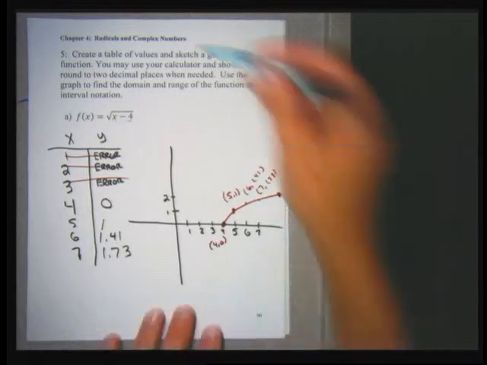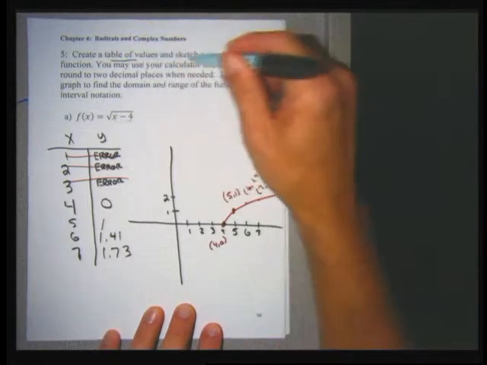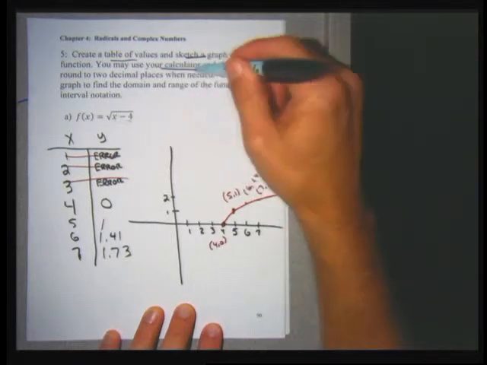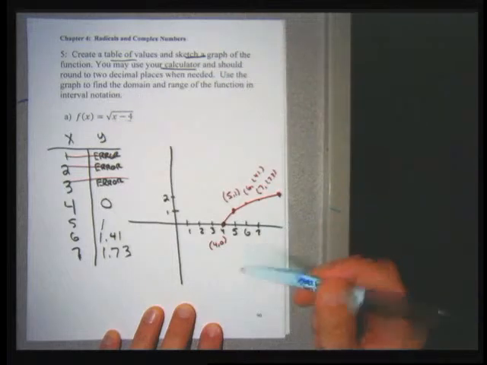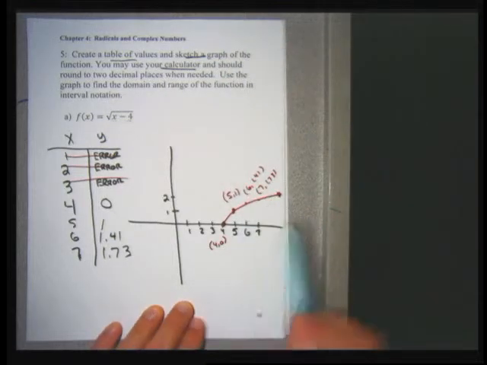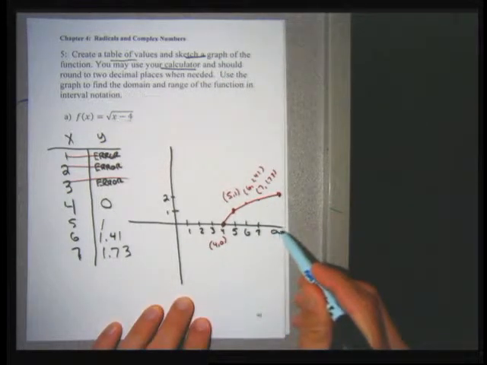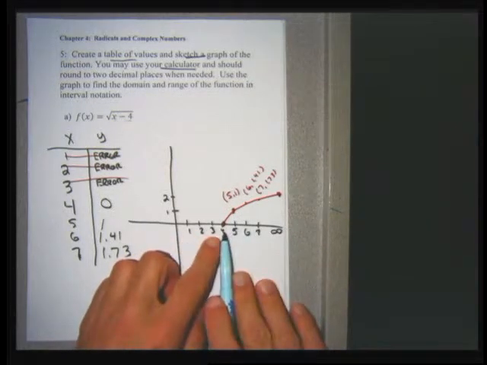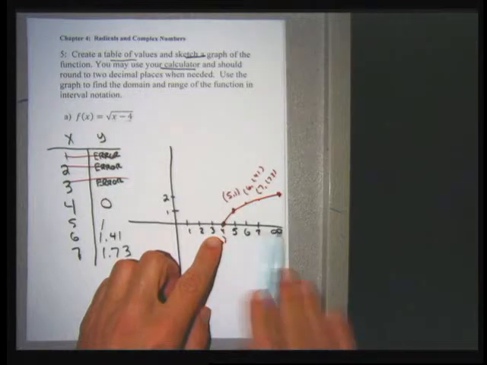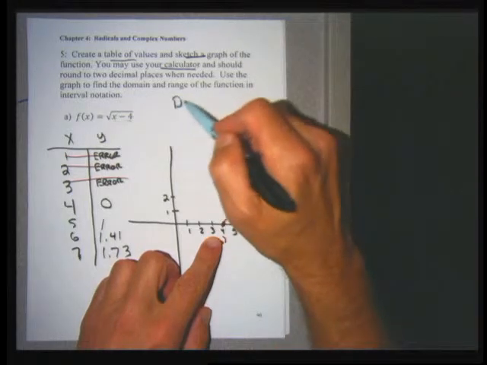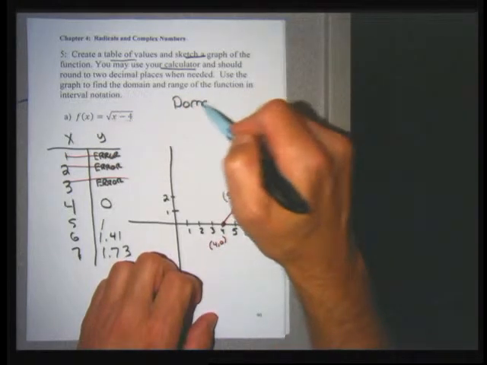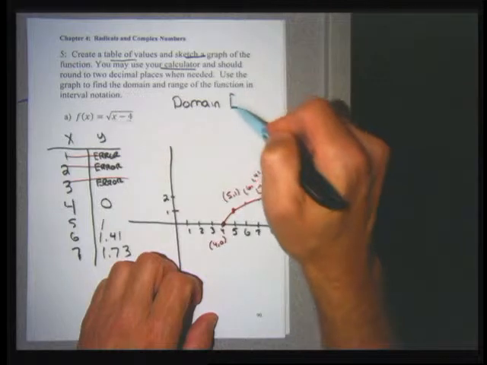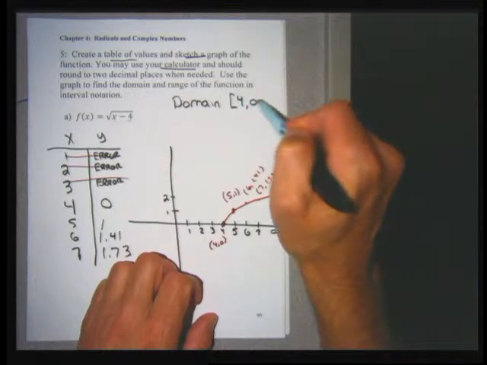So I'm done with the table of values. I'm done with the sketch of the graph. I used my calculator. Now I'm going to use the graph to find the domain and the range. For the domain, all our square roots had similar domains. This graph, in terms of left to right, starts at x equal to 4, and it goes off forever to the far right edge of the x-axis, which is at infinity. So I'm going to say the domain goes from 4 to infinity.